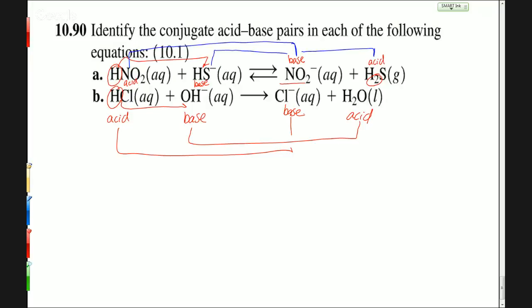Can you spell it? The word? Conjugate? Conjugate. It's here, yeah.